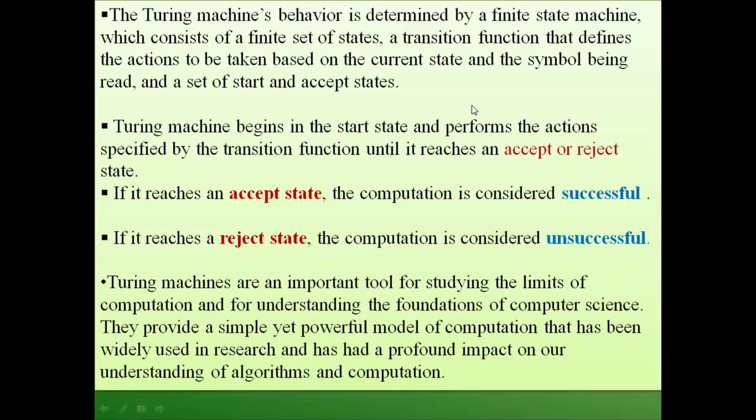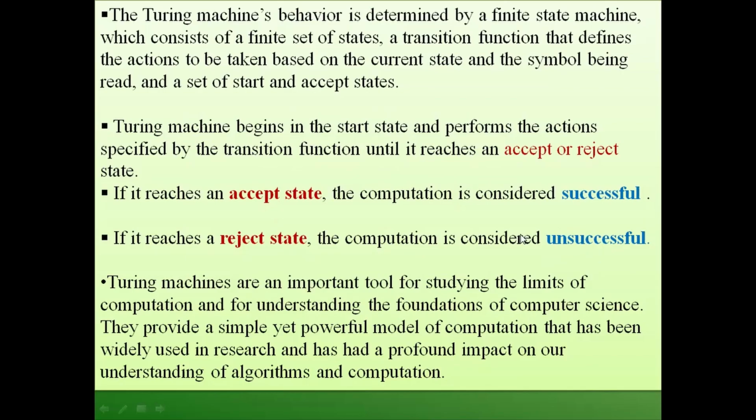The Turing machine's behavior is determined by a finite state machine, which consists of a finite set of states, a transition function that defines the action to be taken based on the current state and the symbol being read, and a set of start and accept states. The Turing machine begins in a start state and performs the action specified by the transition function until it reaches an accept or reject state. If it reaches the accept state, the computation is considered successful. If it reaches the reject state, the computation is considered unsuccessful.